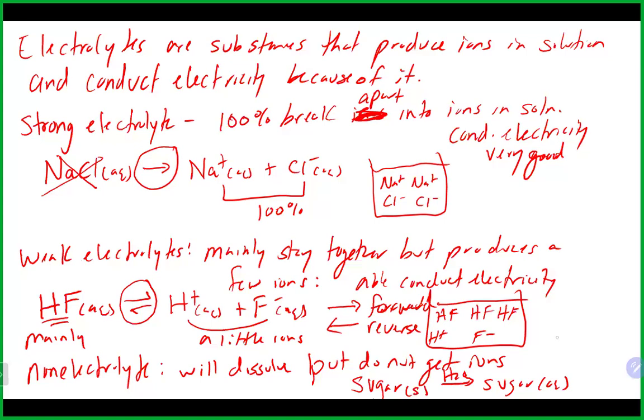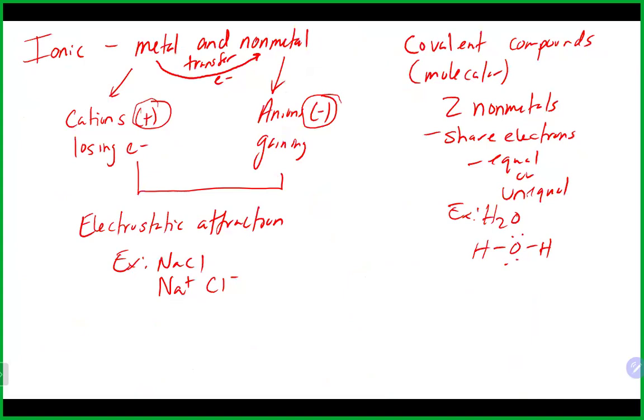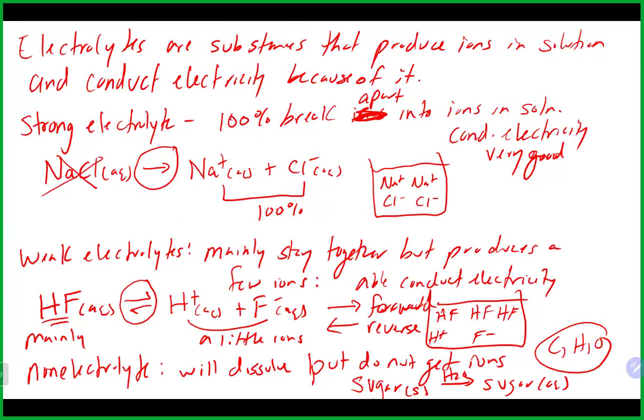Sugar, though, is made up of carbon, hydrogen, and oxygen. Those are all nonmetals, which means they share electrons. So there's going to be no ions formed in this case. The whole thing is just going to dissolve as one unit, and you will not produce any ions. And again, because you did not produce any ions, it will not conduct electricity in this case.